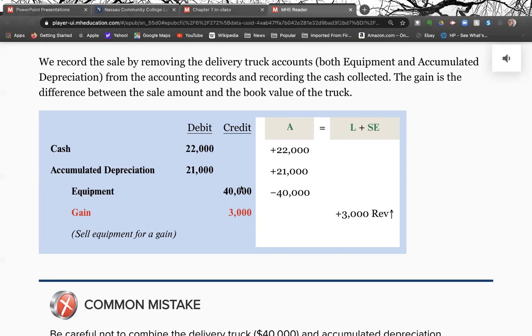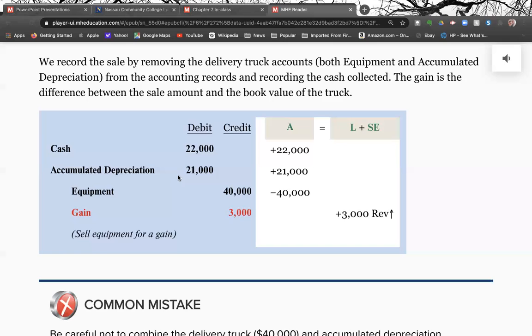Now, if you don't have the equipment anymore, that means you're not going to have the accumulated depreciation anymore. The accumulated depreciation was $7,000 a year times 3 years, 21. Debit accumulated depreciation. Now, why do you debit accumulated depreciation? Because accumulated depreciation has a credit balance and you want to make it zero, right? It had a credit balance of 21. By debiting it for 21, you wipe out the accumulated depreciation account.